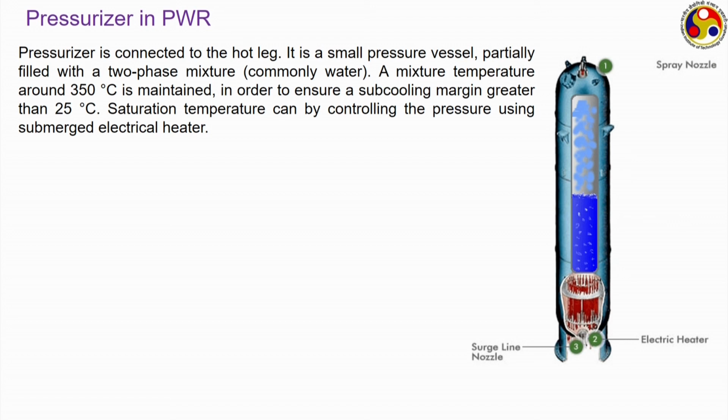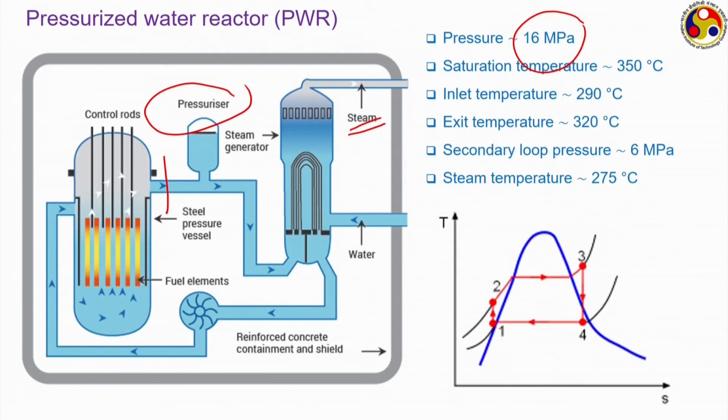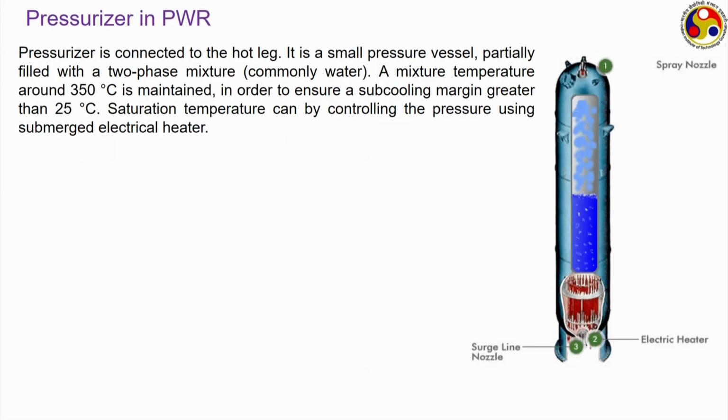A pressurizer is connected to the hot leg. Conventionally, this leg is called the cold leg, and this one is called the hot leg, because this hot leg carries energy of much higher level. The pressurizer is connected to the hot leg, through which it is able to come in contact with the high temperature fluid. It is actually a very small pressure vessel. Its volume is very small compared to the volume of the original pressure vessel, but this small pressure vessel is partially filled with a two phase mixture, which commonly is water itself. Therefore, it can be said to be partially filled with a liquid water and water vapor mixture.